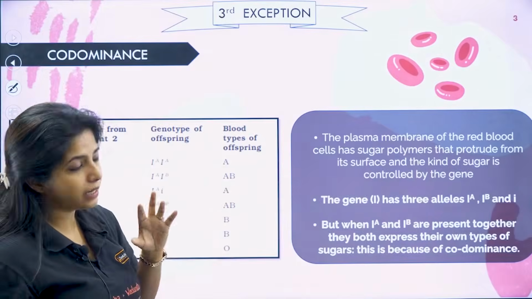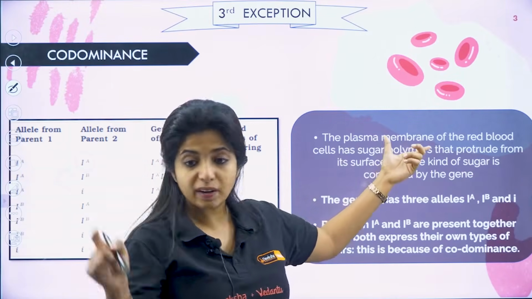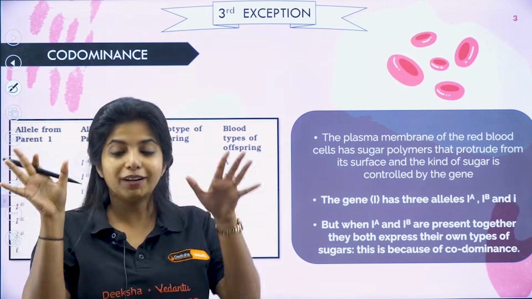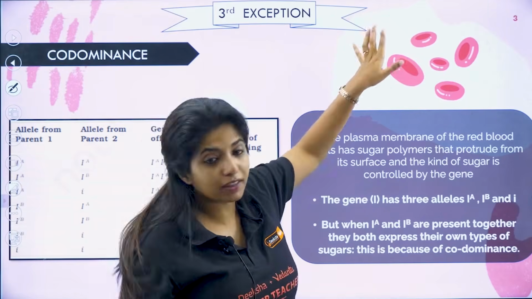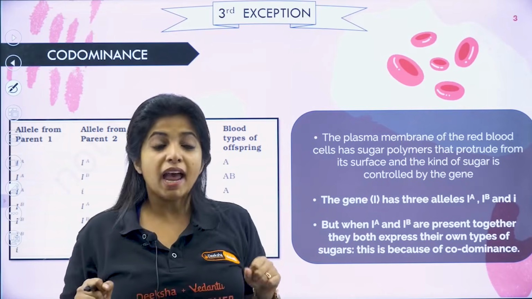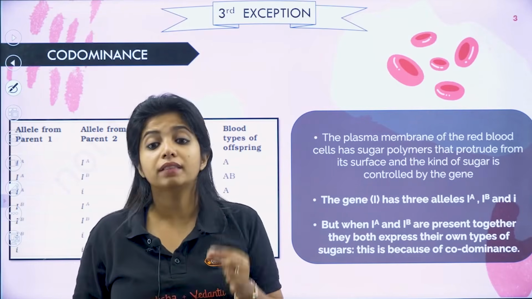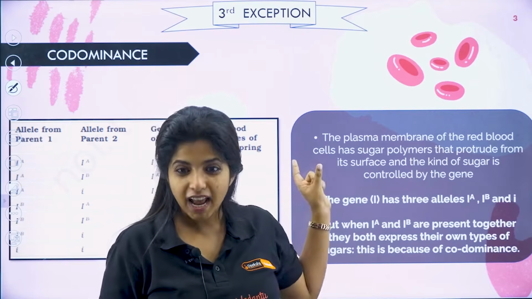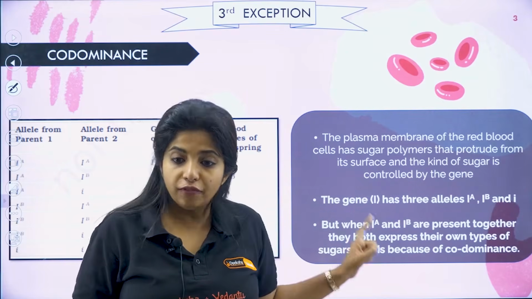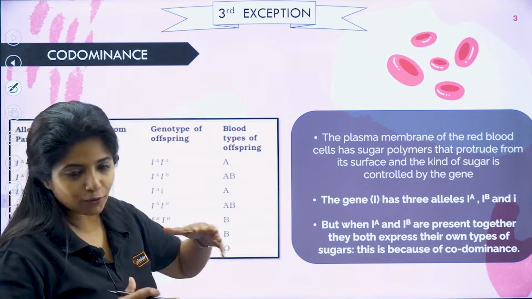And how does it work over here? Let's see that. So the plasma membrane of the red blood cells, my dear children, if you see, they have sugar polymers that protrude out of them. At the surface level, they protrude out from the surface. And what kind of sugar should be protruding out? That is controlled by the gene. And the gene has 3 alleles, IA, IB, IO. And now I'll come to the basics of it.